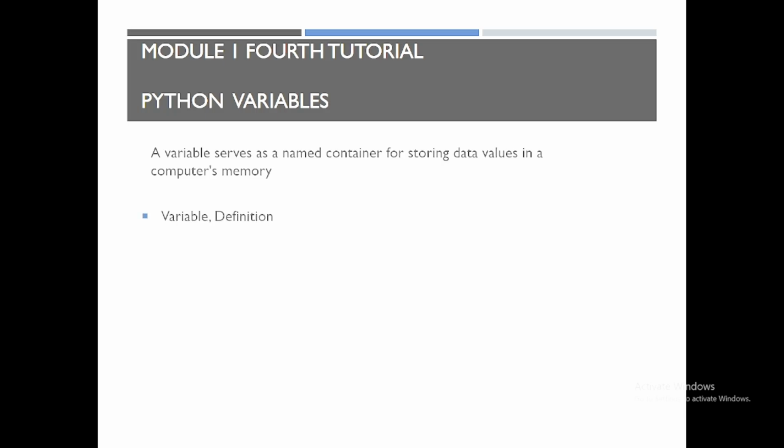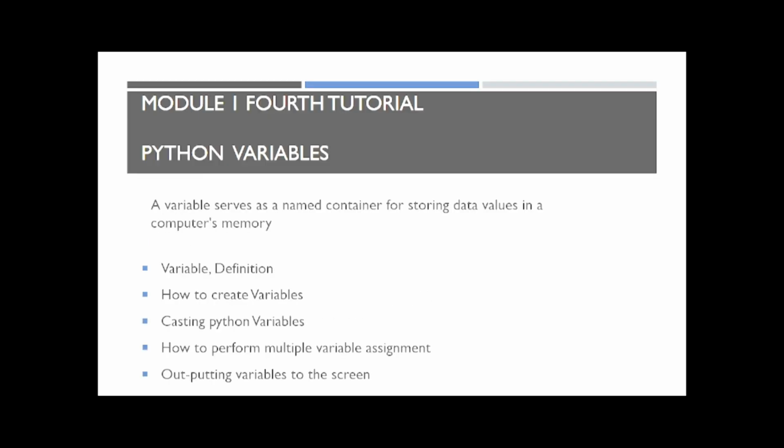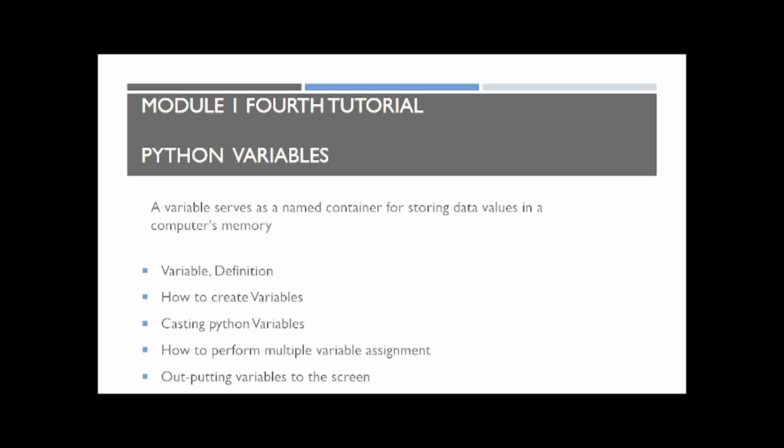Well, we already defined a variable. We are going to look at how to create a variable, casting of variables in Python, how to perform multiple variable assignments, outputting variable to the screen. So having said all of this, let us move on to our Visual Studio Code.